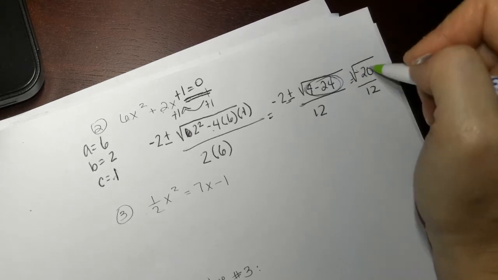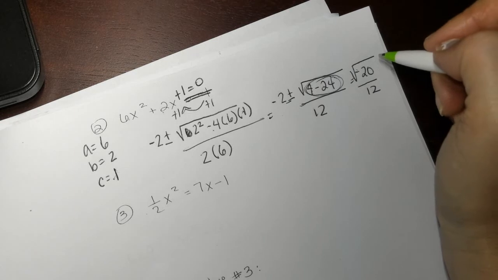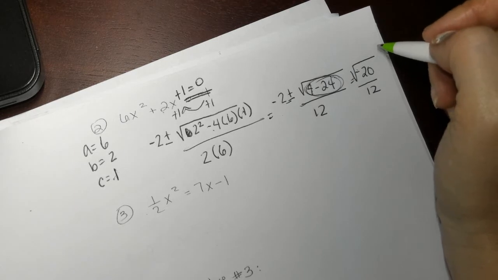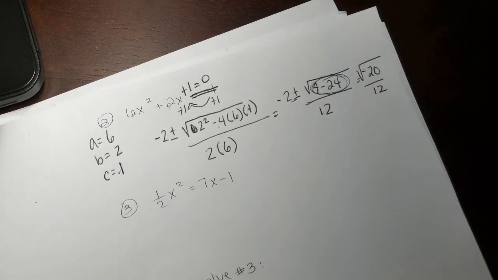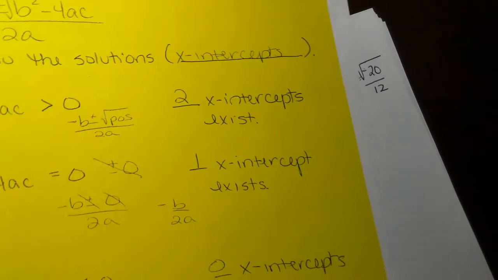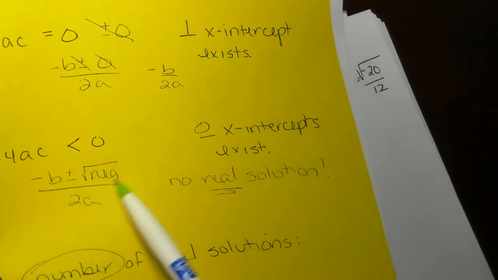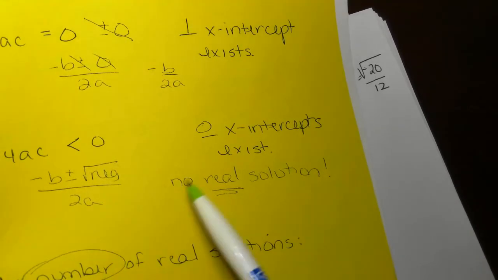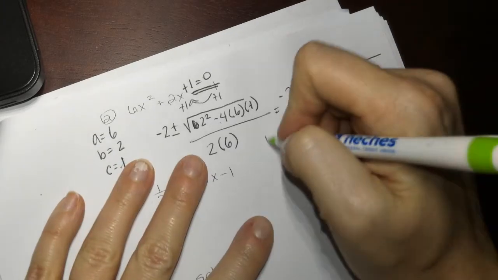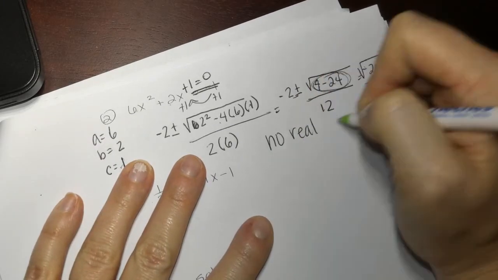Square root of negative 20. Well, that's less than 0. So remember, if this number is negative inside the square root, then there's no real solutions. So, no real solution.